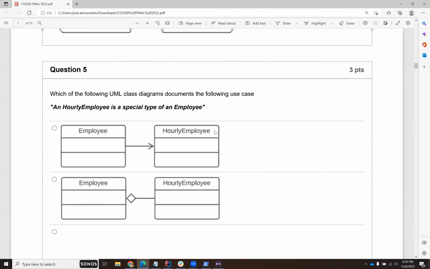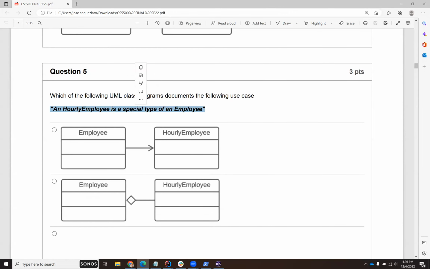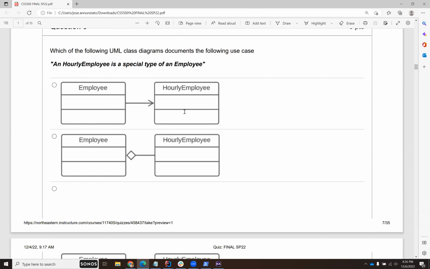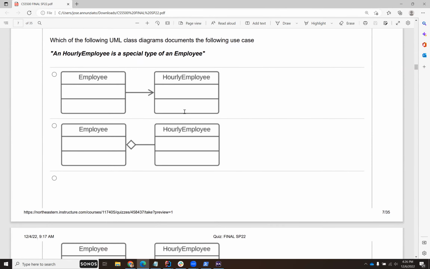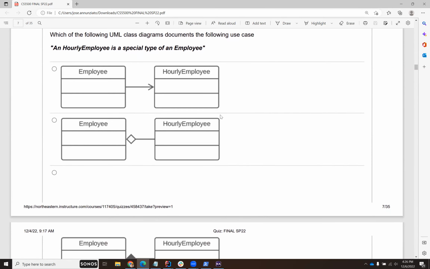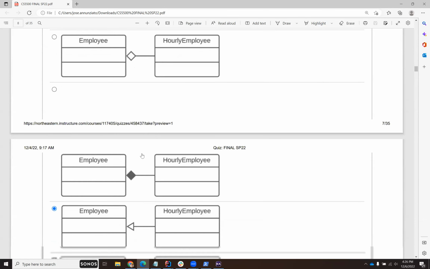Given another use case, what UML diagram captures the following? An hourly employee is a special case, or special type, of employee. So that's obviously inheritance, where hourly employee just inherits from employee. You just go through the class diagram that captures that. That's just a simple association. That's an aggregation. That's a composite.